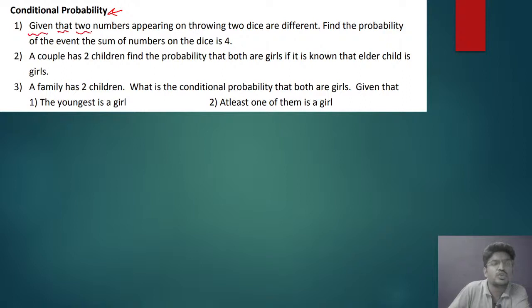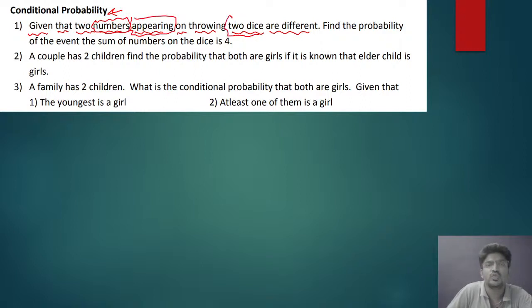Given the two numbers appearing on throwing two dice. Please understand, two dice are thrown, that means two dice are rolled. In your mind, you must know the number of sample spaces. If two dice are rolled, what is the total number of sample spaces? Tell me quickly.